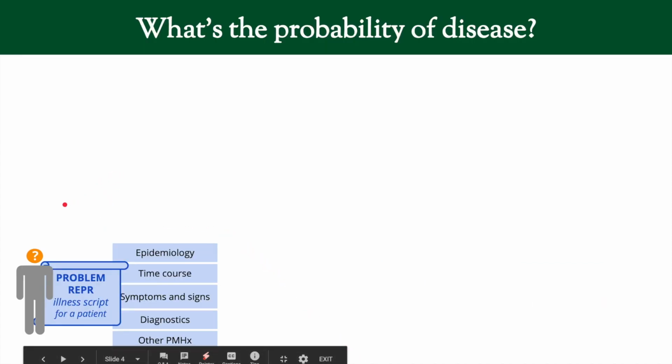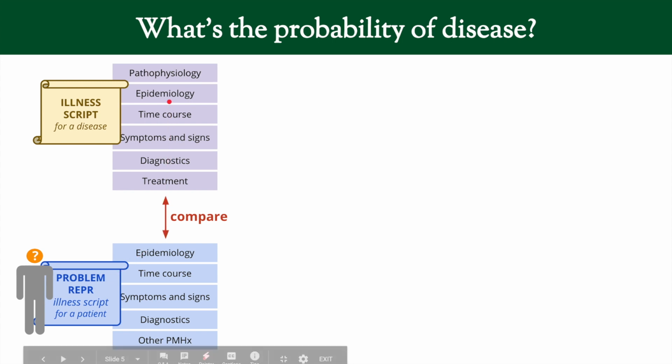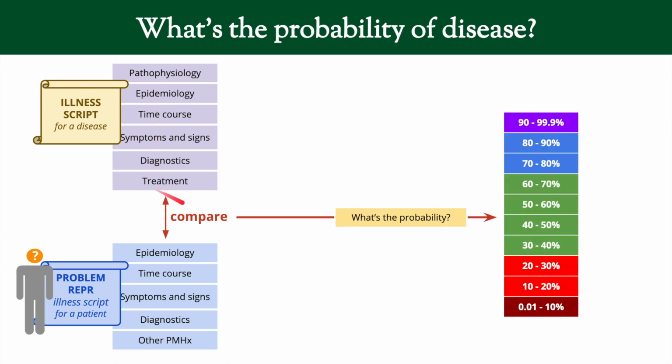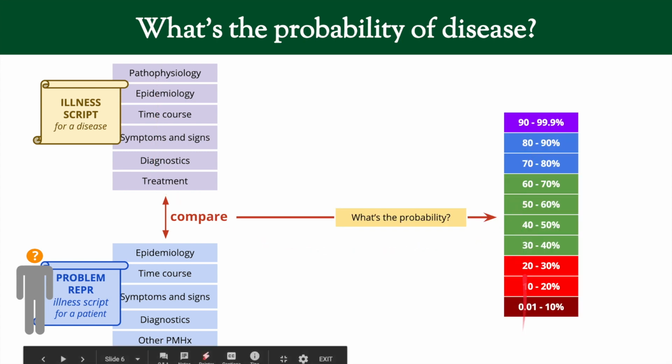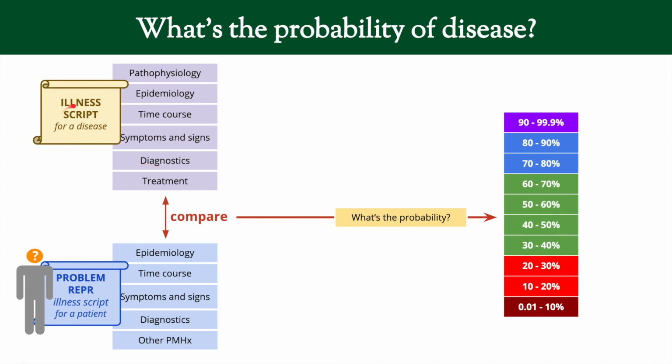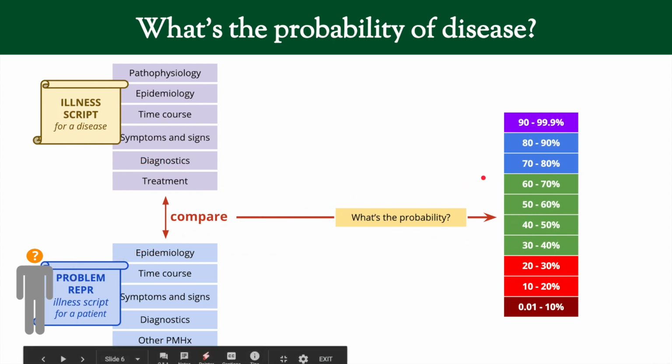And in previous videos, we talked about problem representations, and it's kind of like an illness script for a patient, right? We looked at the epidemiology, time course, signs and symptoms, diagnostics, and other past medical history that a particular patient may have. And now we want to compare that to an illness script for a disease. We want to compare the patient that we have in front of us to a disease that we're considering, and we're going to compare very similar things in the illness script here. And from that, we're going to determine what probability we think that disease is in this particular patient.